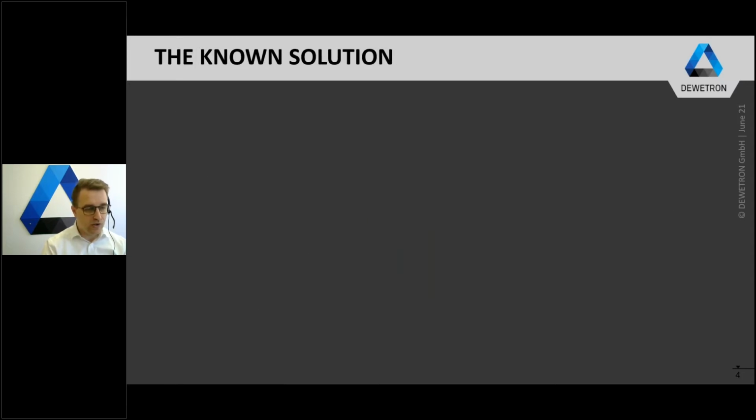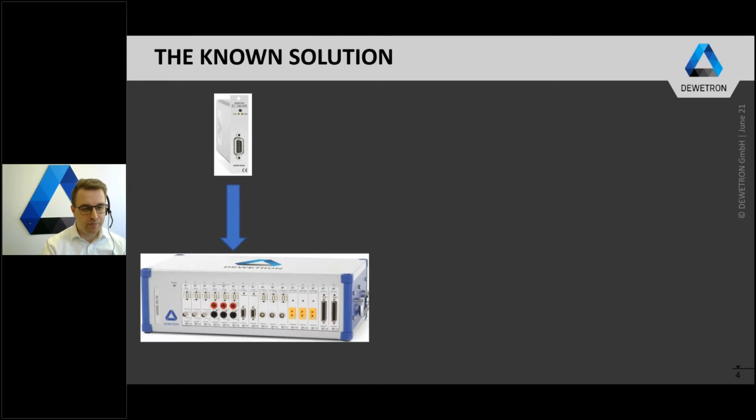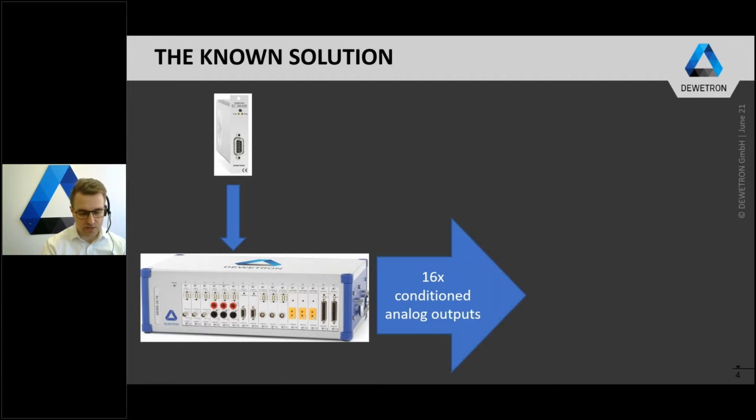So let's talk about the analog output and the known solution. That's nothing new for DEWETRON until now. Let's talk about the DV1 solution, the known solution until now. And that was that we used the so-called DAQP modules, which have been put into a so-called rack, which then generated 16 conditioned analog output signals.